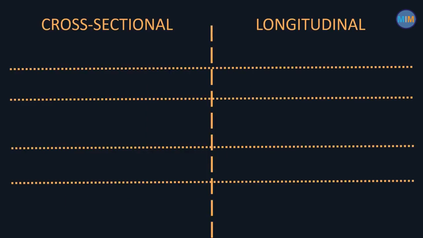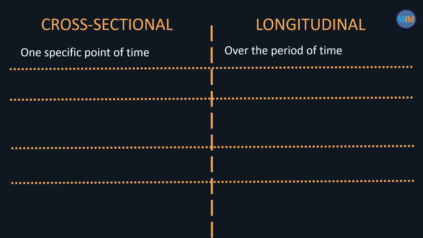Difference between cross-sectional and longitudinal studies. Cross-sectional studies are carried out at one specific point in time. On the other hand, longitudinal studies are carried out over a period of time. Cross-sectional studies provide a snapshot of the situation. On the other hand, longitudinal studies provide a long-term analysis of the situation.